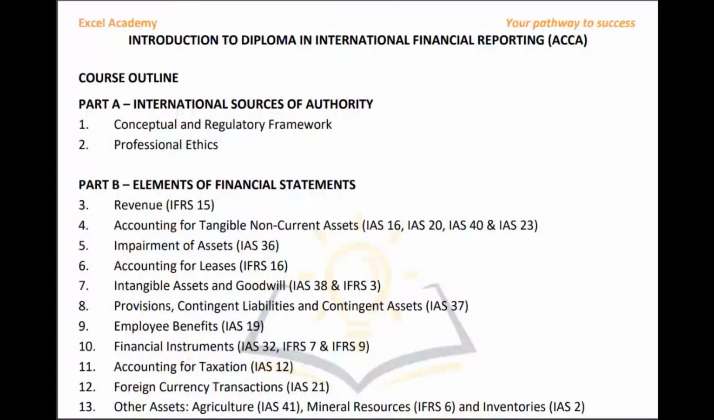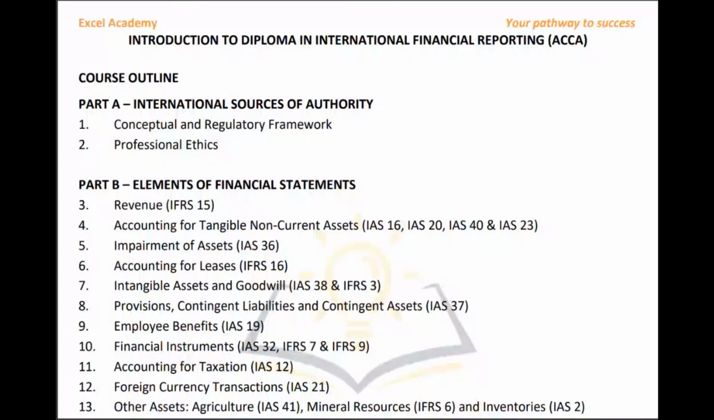Basically, I'll be running you through the basic introduction that you need to know as far as this course is concerned. It's a course that will solidify your knowledge of international financial reporting standards, that is IFRS. So it's a very good course if you want to major in financial reporting, to be a financial reporting expert and the likes. So this course is a good one for you.